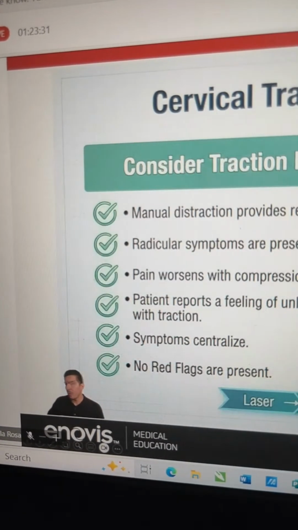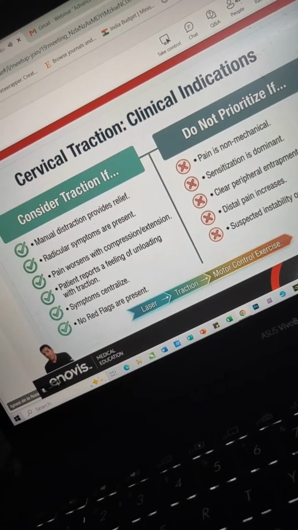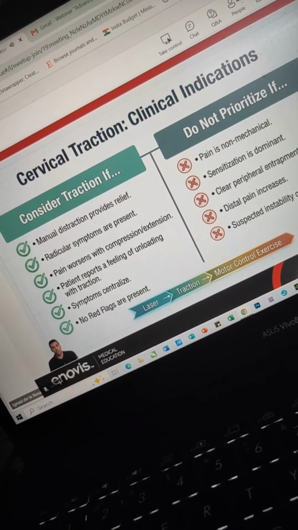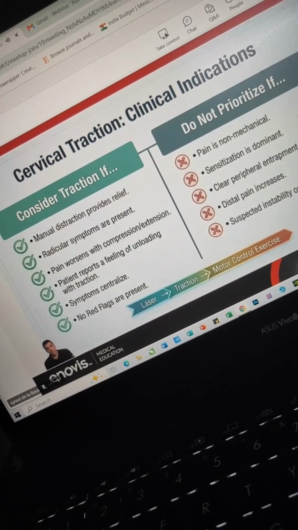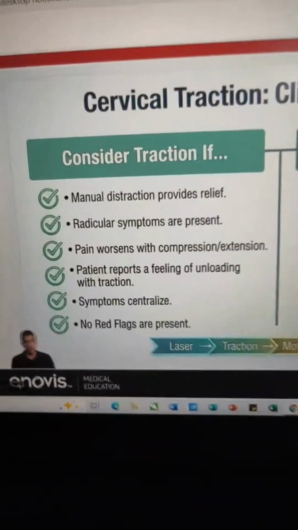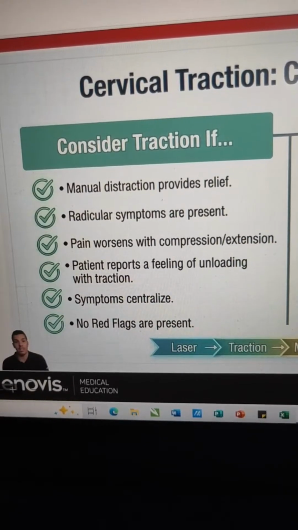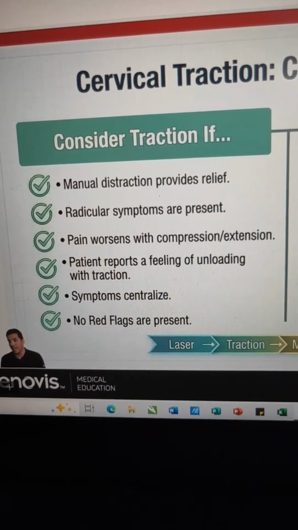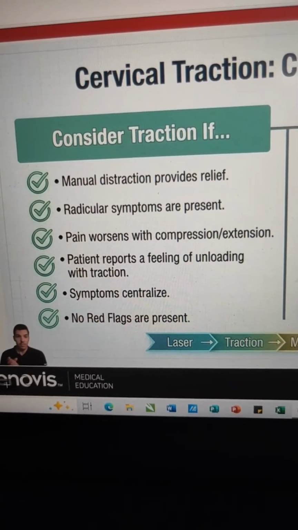Now let's talk a bit about what cervical traction would be and its clinical indications. So it will always be guided according to the patient's clinical response. We can consider it when manual distraction brings relief, when there are symptoms compatible with a radicular pattern, or when pain increases with compression and cervical extension. In these cases, traction usually works very well for patients.